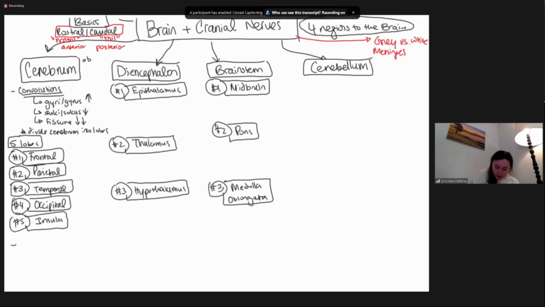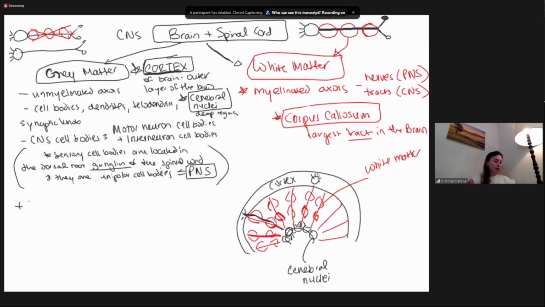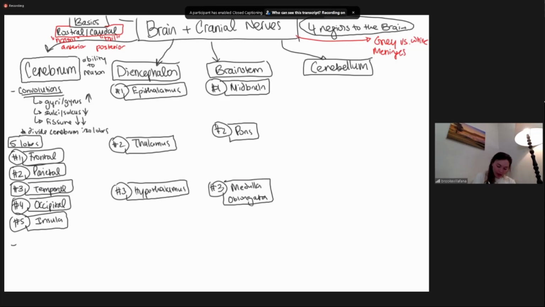So the function of the cerebrum provides us the ability to reason. The cerebrum has the outer cortex. We just talked about this, right? Outer cortex.